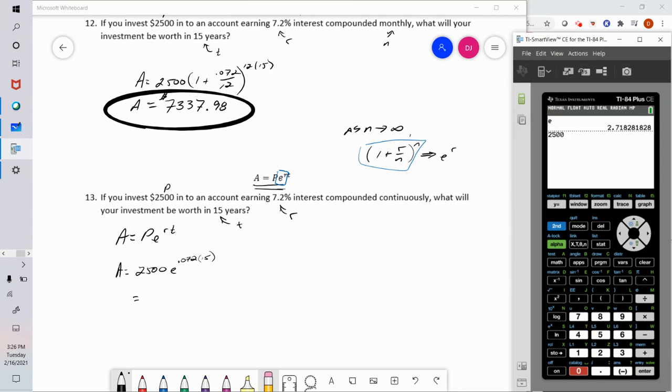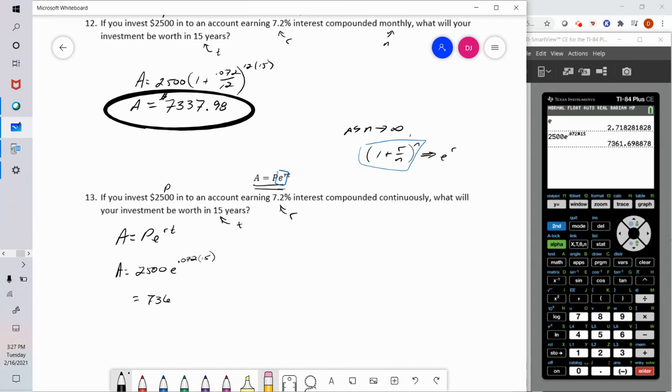Now, to do times e to the r, I'm not going to use the e here on the division. Notice the natural log here to the left of 4, second e to the. That automatically gives me an exponent. 0.072 times 15. So that would be 7361.70, yeah.